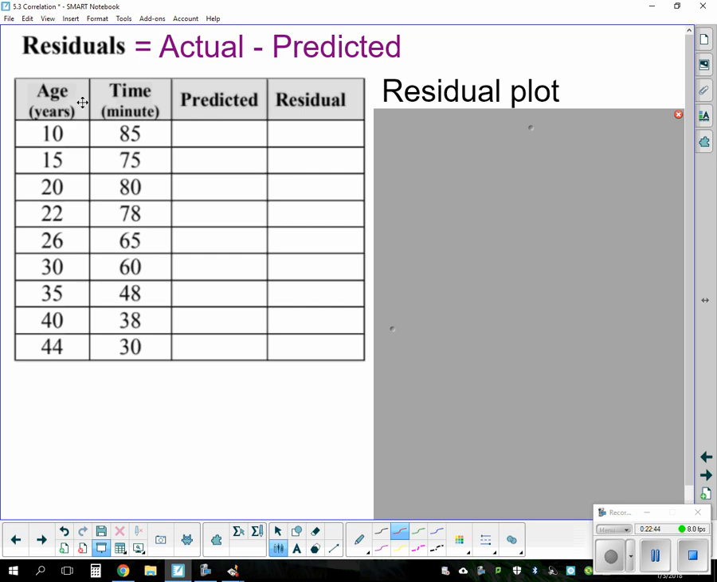So here is your age and your time, and then we're going to figure out, well, these are the actual values right here. This is where the points actually are. And then we're going to figure out the predicted by plugging them into the equation. So this is, again, something you were doing in the last section. Your calculator will do this for you really nicely and quickly.